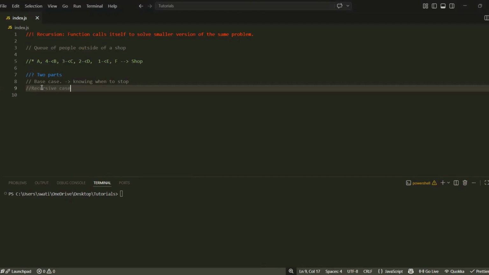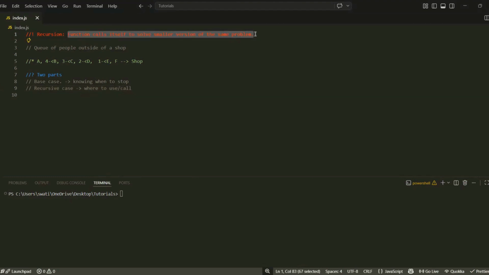This is where this function will be called. Meaning at what point the function calling itself will be taking place. So this is when to stop and this is where to use it. Where to use or where to call. So now if you read this statement, it will make a little bit more sense: a function calls itself to solve a smaller version of the same problem.